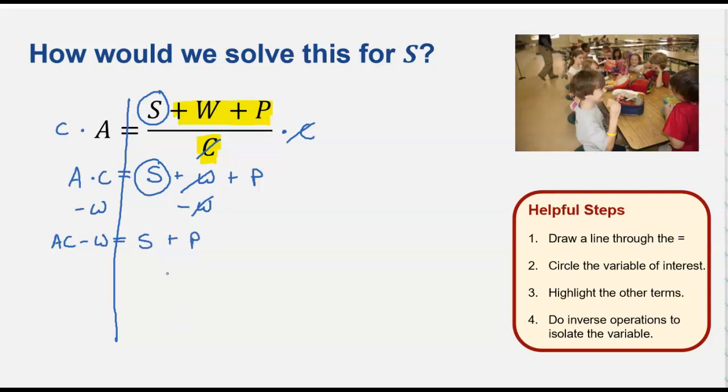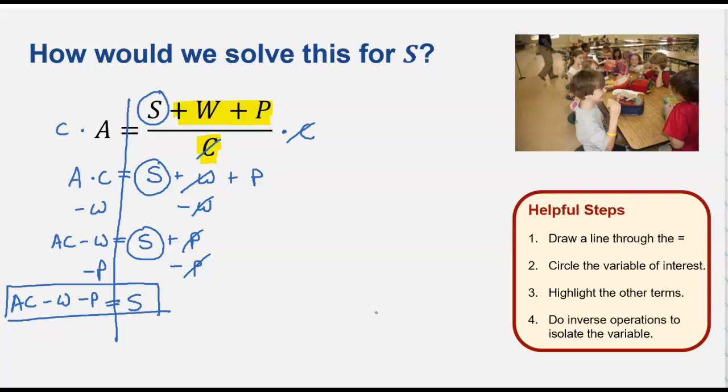And our last step, we're going to subtract P from both sides. Remember, we're getting S by itself, so we need to get rid of this other one. The inverse operation is going to be subtraction. So these two P's cancel, and overall we get AC minus W minus P equals S. That's our answer. Notice once again, we didn't have any numbers we could simplify. We didn't have any calculations we could do. We just rearranged the whole literal equation so that a different variable was by itself. Before we had A by itself, now we have S by itself.